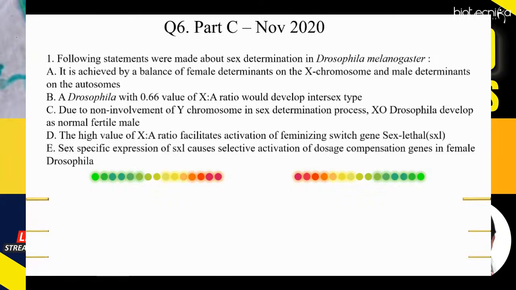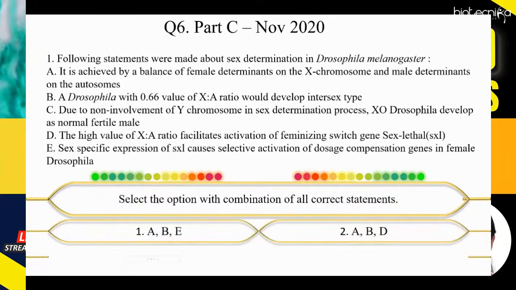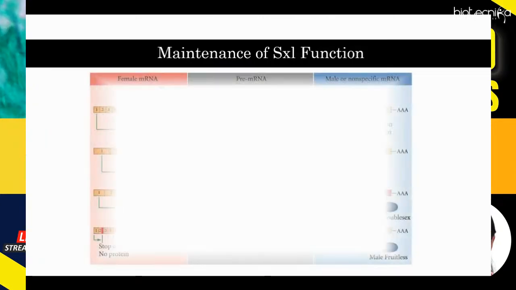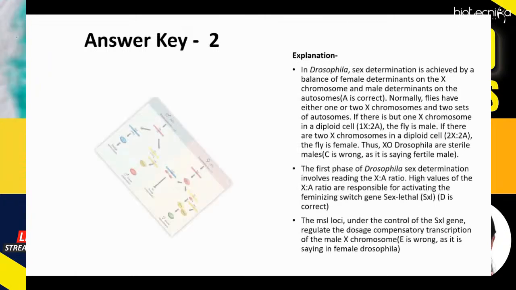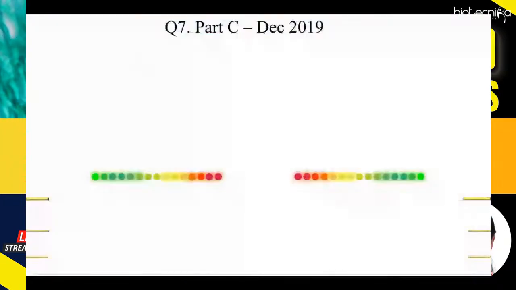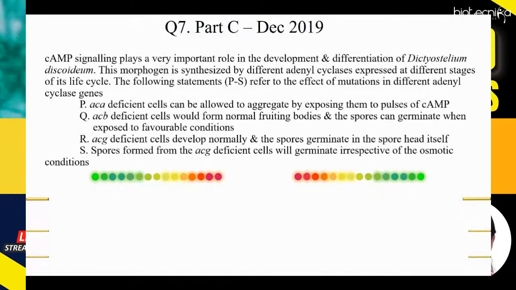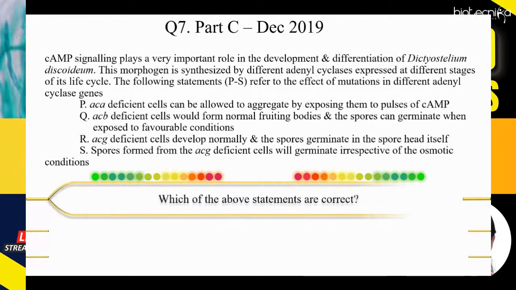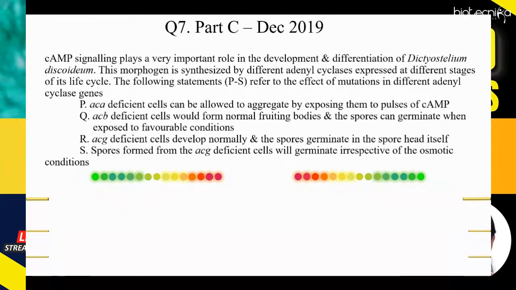The next question is also about Drosophila, but I'll skip this. Let's see some other type of questions. You can try this on your own later, right? Now this is regarding Dictyostelium discoideum. Even this is a popular question in CSIR. Every year, in every 2 exam papers, you might see 2 or 3 questions.